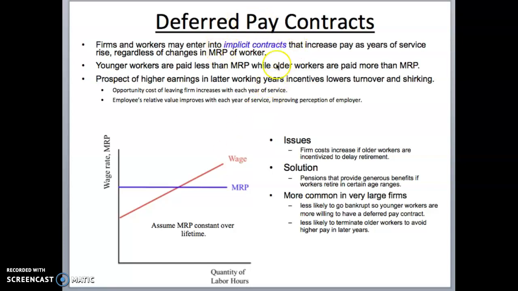So these are implicit contracts, meaning that it's kind of this unwritten rule that you're going to make less when you start out than what you're producing, and then when you get older, you're going to get more than what you produce. But it's not something that's formal. It's not a contract that you could go to court and enforce.